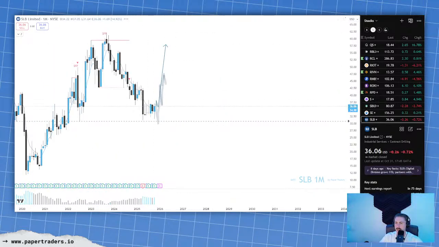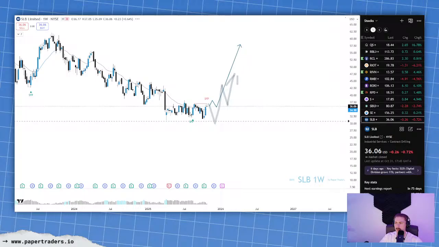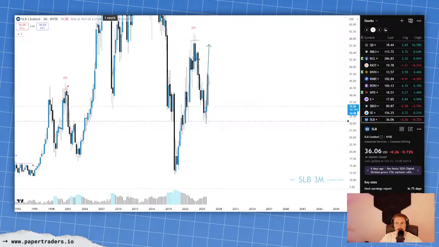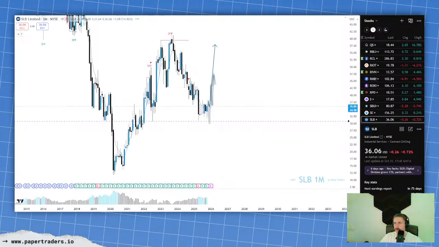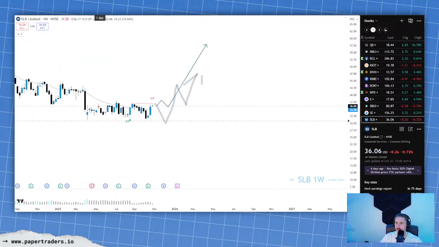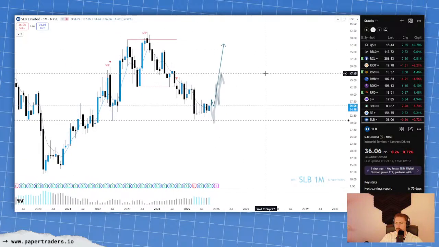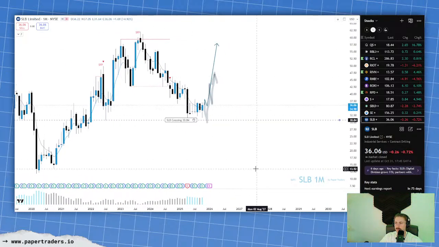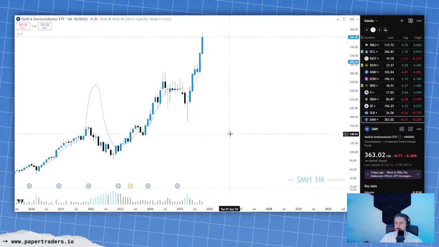SLB, I think can still see that upside. Outside 3 month almost. SLB would be good. I like this one, still for longs. Maybe one more sweep of this, like $30. SMH, insanity.